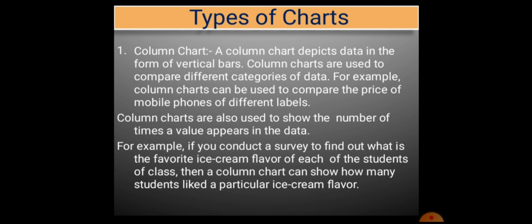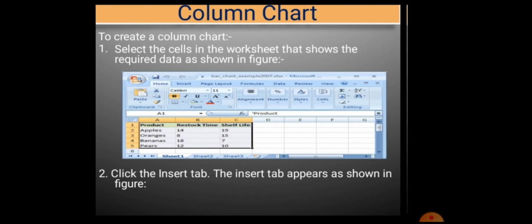Now we have given values also. For example, we are conducting a survey to find out the favorite ice cream flavor of each of the students of the class. So column chart can show how many students like a particular ice cream flavor. Clear? So this type of data we can represent in chart. We can take any kind of example for representing our data in graph or chart.